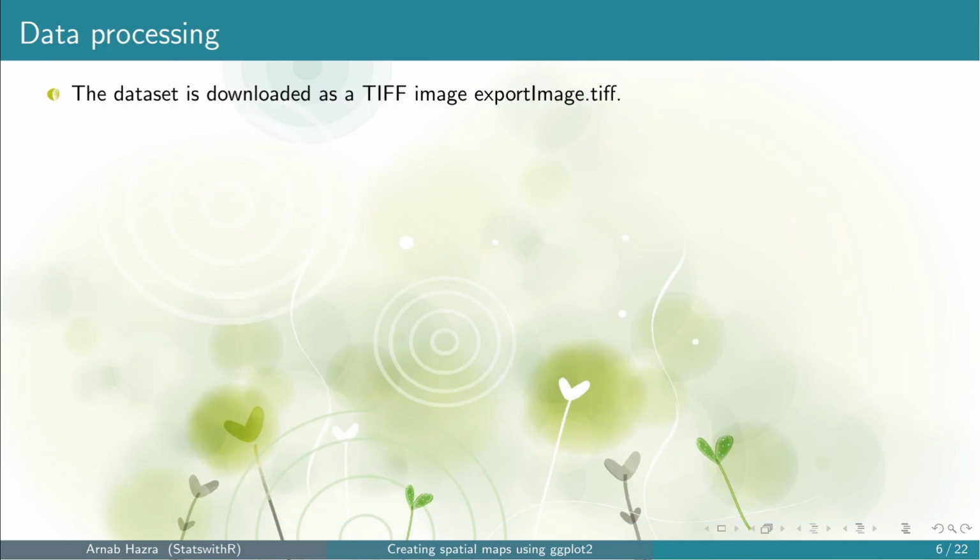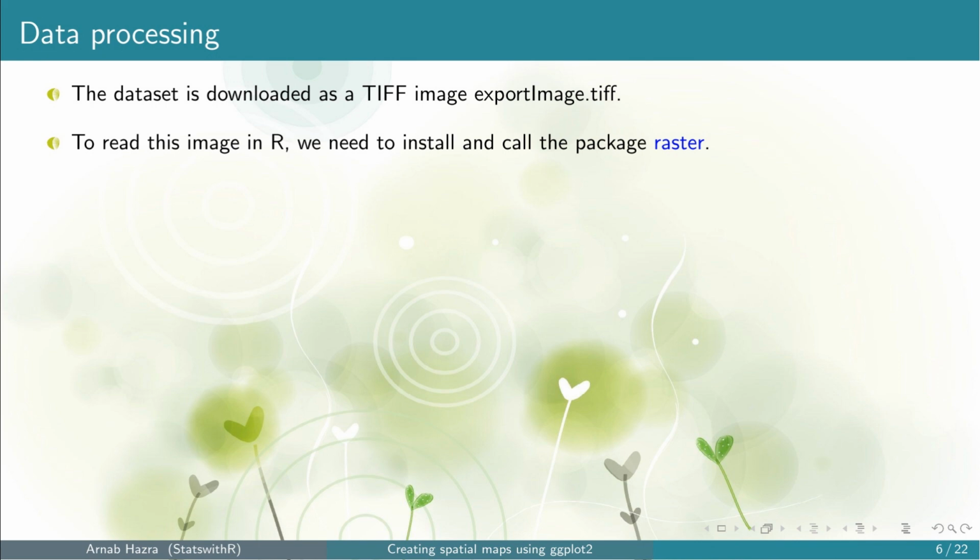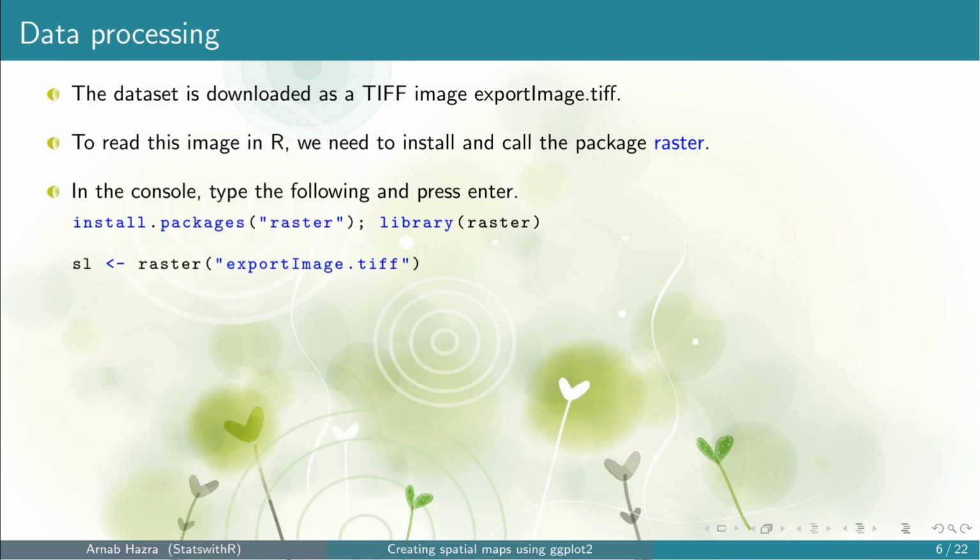exportImage.tiff. Now we do not need the website anymore, and the data downloaded as the TIFF image can be processed using the raster package in R. First, we install the package raster using the function install.packages and then call the package using the function library. Then we read the TIFF image using the function raster and store the data into SL. Once we run these codes, a raster layer object SL will be created.